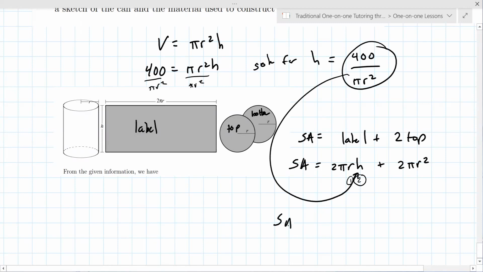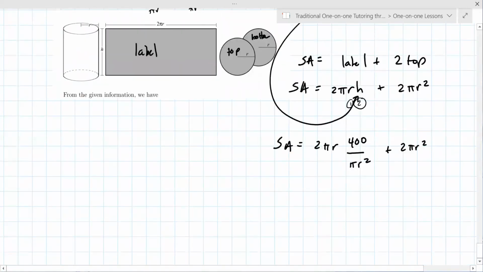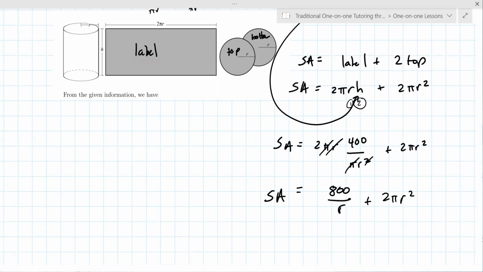So the surface area is 2 pi r times 400 over pi r squared, plus 2 pi r squared. Okay. Now notice that this pi cancels this pi, and this r cancels with this r. So you get 800 over r plus 2 pi r squared. This one cannot be done with formulas. You have to just graph this one. There's no way to do it with the knowledge you have. Now, instead of r, you would use x in your calculator here. Let me see if I can get a nice graph of this.